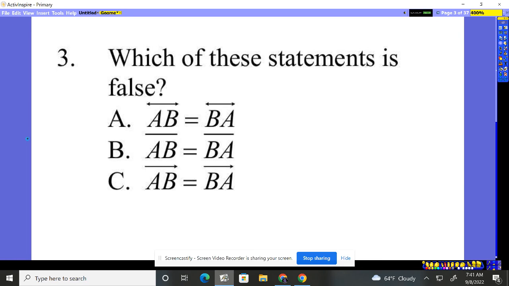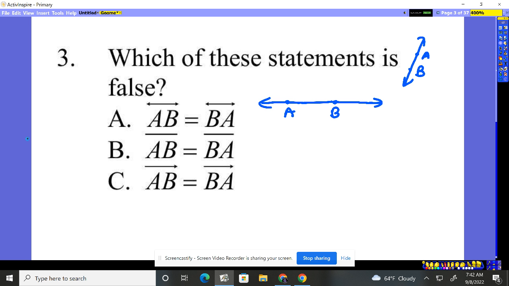Number 3, which of these statements is false? Well, A says line AB is the same as line BA. If I have a line, here's A, here's B, that could be called line AB or line BA. We don't necessarily know the order in which you're writing them because it doesn't have to always be horizontal. It could be looking something like that, and there's A and there's B. That's line AB, line BA. It can go either way.